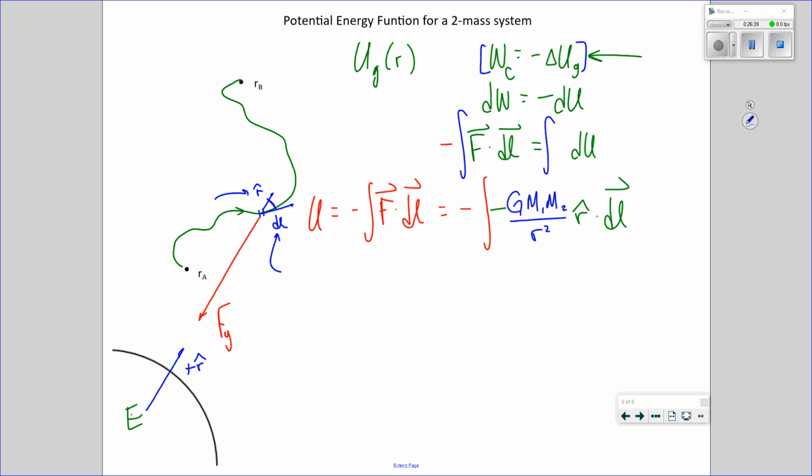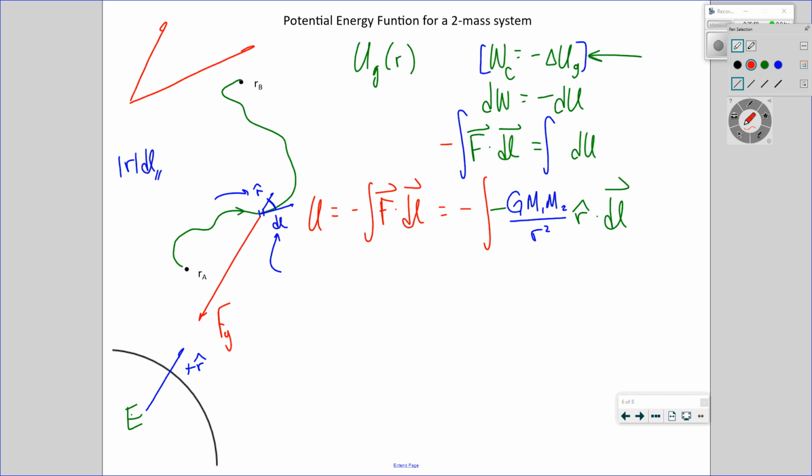Or it's literally saying the magnitude of r hat times the magnitude of dl parallel. All right, let me zoom in a little bit. We got the r hat, we got the arbitrary dl. Well, here's dl parallel, and dl parallel is tiny little dr. That's it. R hat dot dl vector is dr.